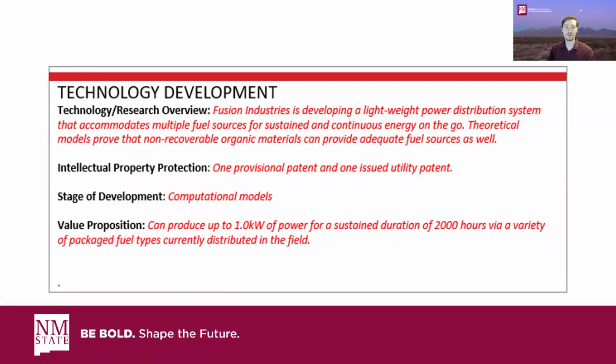It's okay, like I said, if you don't have any patents yet, but at least show in this section what you plan to do to protect that IP. The stage of development: here it says computational models. If you can add a TRL right next to it, it shows that you've done the models, but gives them a clearer idea of how far you are on that 1 to 9 scale. And then the value proposition: they're showing something that they can do that no one else can do, in this case, producing 1 kilowatt of power for a sustained duration of 200 hours.